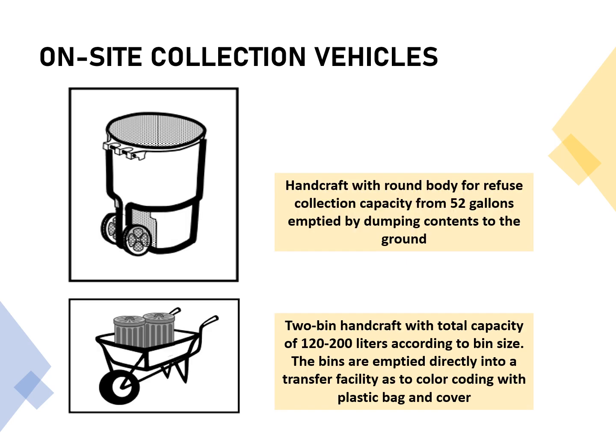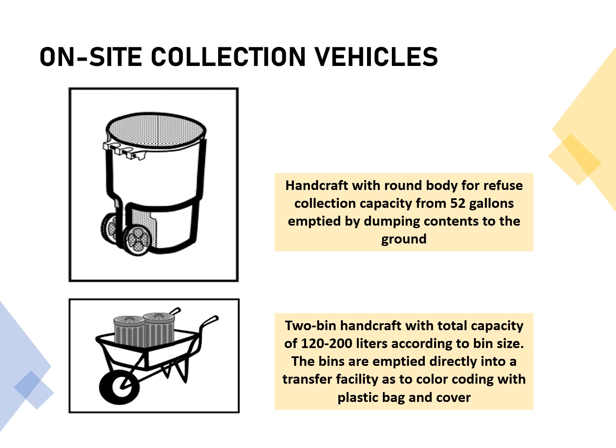Another on-site collection vehicle is the first picture we can see here on the slide. It's a handcart round body for refuse collection, and it has a capacity of 52 gallons, meaning it can accommodate 52 gallons of trash, and it can be emptied by dumping contents to the ground. For easy manipulation of this collection vehicle, you just have to use your hands, and then you can push or pull this one. I think you have seen this one, especially from people who are cleaning the streets. They make use of this sometimes to contain the trash that they have swept on the sidewalk.